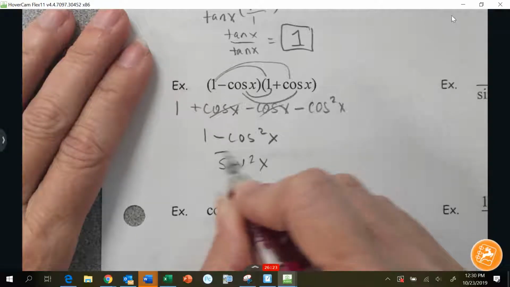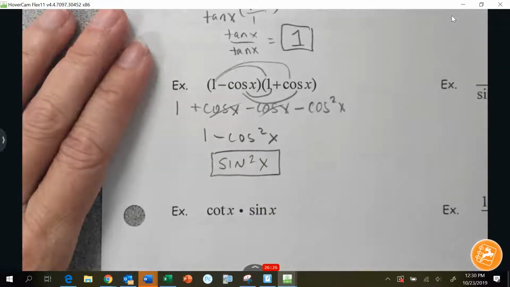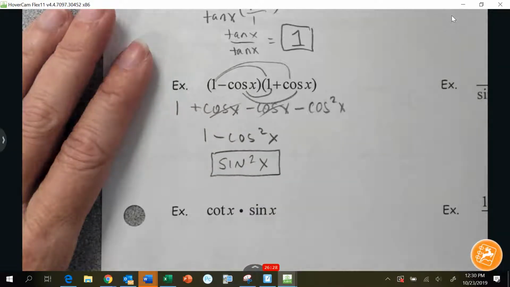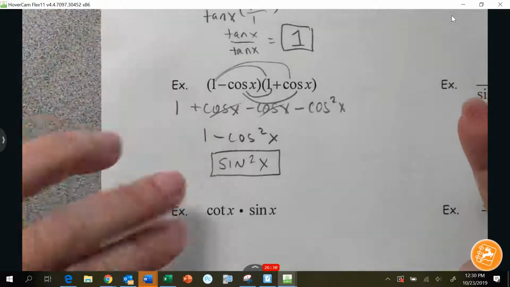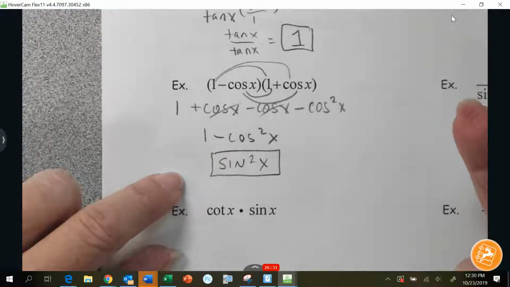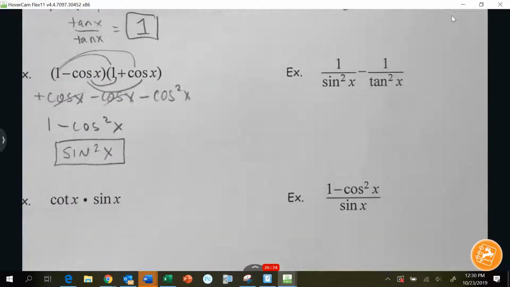So I took it and I got it down to 1 trigonometric ratio. It's not an actual number, but it's 1 trigonometric ratio, so it's simplified. Okay? Next one. Ideas?